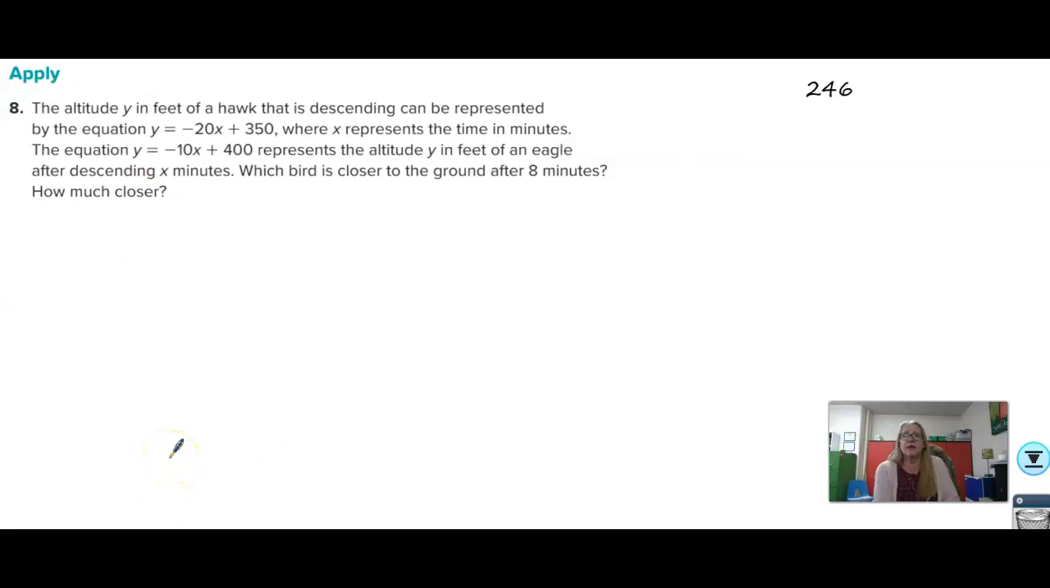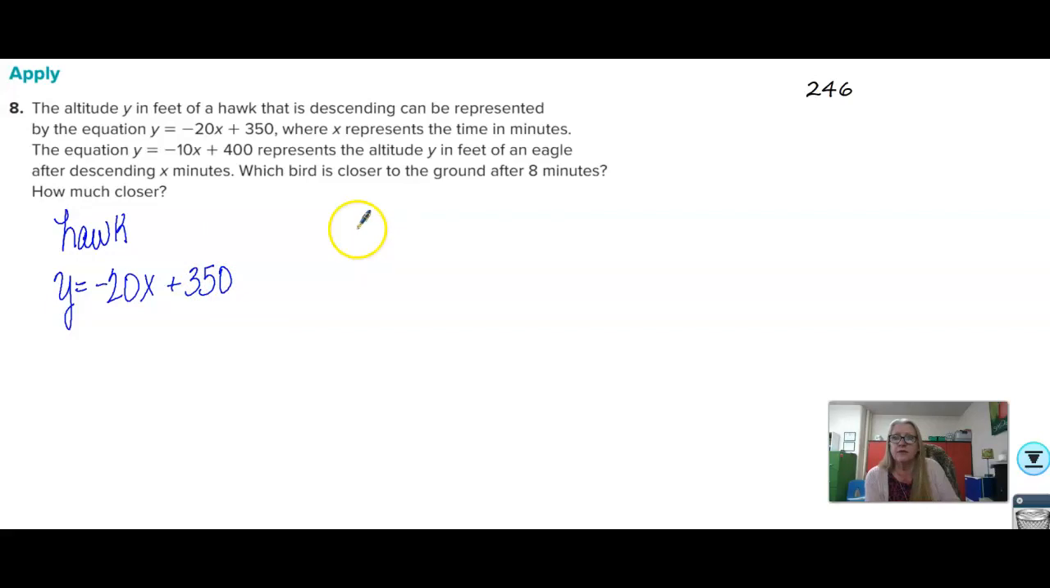All right, the altitude y in feet of a hawk that is descending can be represented by the equation. I love these compare ones. So we have the hawk, and his descent is represented by y equals negative 20x plus 350. All right, and then we have an eagle. How fun is that? We have an eagle, and his equation is y equals negative 10x plus 400. Okay, and it says which bird is closer to the ground after 8 minutes? Okay, so that means we're going to let x equal 8.